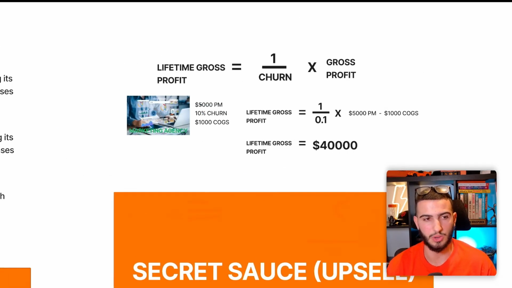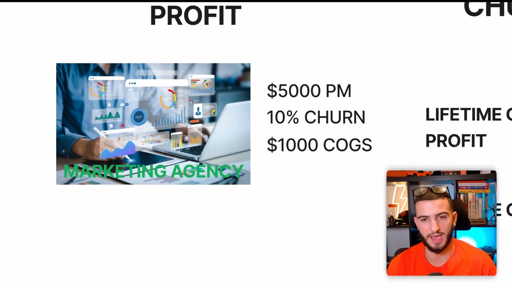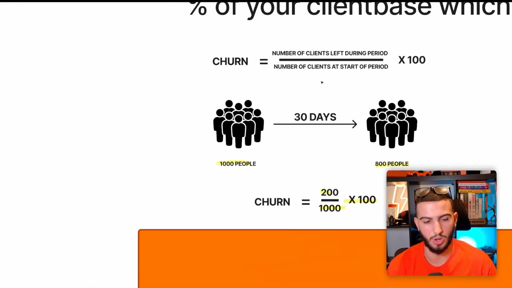Now you just want to calculate this with your agency. Calculate how much a client pays you every single month, minus the cost of delivering to that client, and then divide that by your churn rate, which if you don't know how to figure out, you can use this very simple formula over here. I've got a whole video going over how you can calculate your churn in 5 minutes over here.